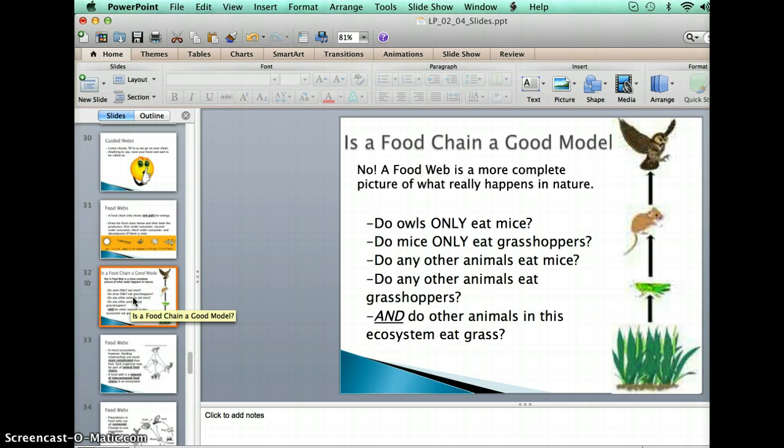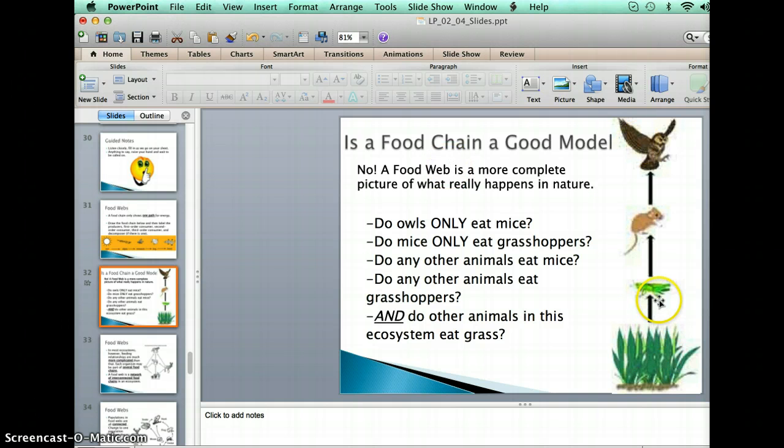Alright, I want you to think about these questions. Is a food chain a good model? Does it really show us what's happening in an ecosystem? Okay, hopefully you're thinking the answer is no. A food web is actually going to be a more complete picture of what really happens in nature. So look at this food chain here.